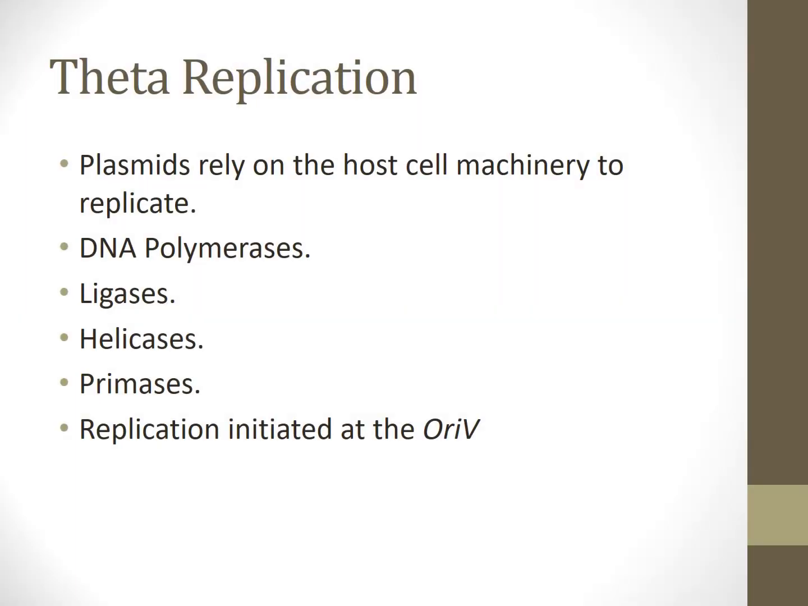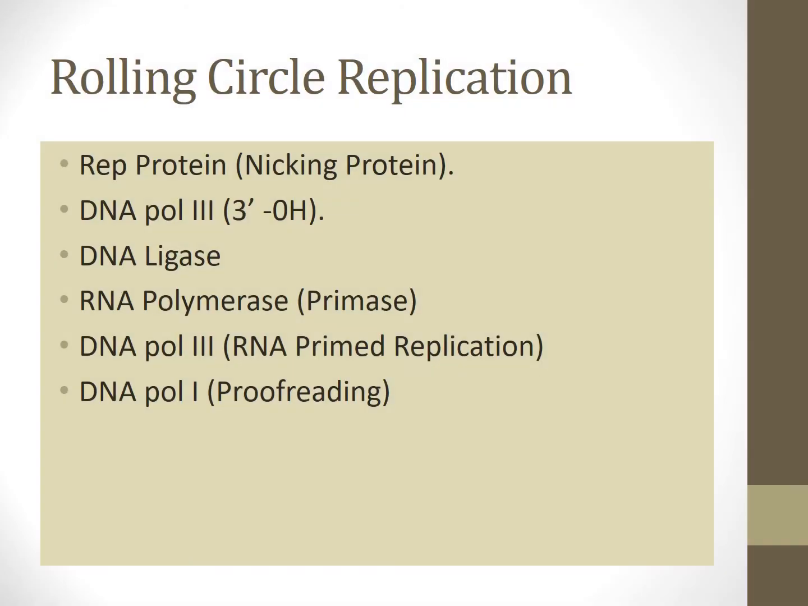Plasmids do not contain proteins for their replication. They do not encode genes associated with replication. Rather, they rely on the host cell machinery to replicate. In the case of rolling circle replication, plasmids rely on the cellular DNA polymerase III, DNA ligase, and RNA polymerase.